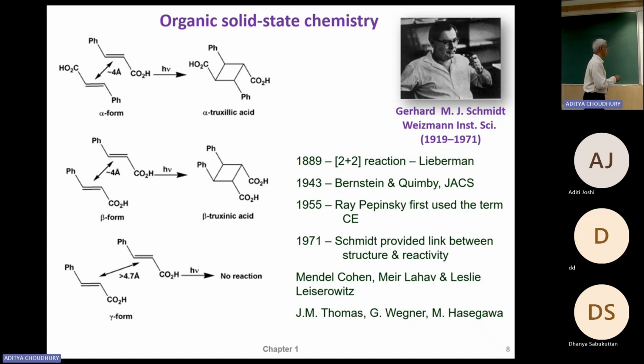And he concluded that the alignment is important, whether it's parallel or not parallel. If it is parallel and the distance is less than around 4 angstrom, then the reaction occurs. It's called Schmidt's rule. Later he developed it, and we are still using it. As long as a compound follows Schmidt's rule, we can predict it to be photoreactive.